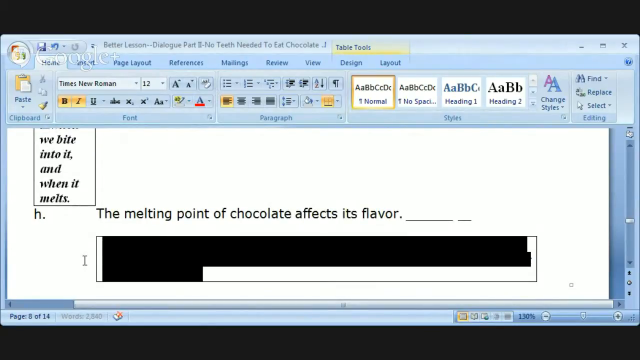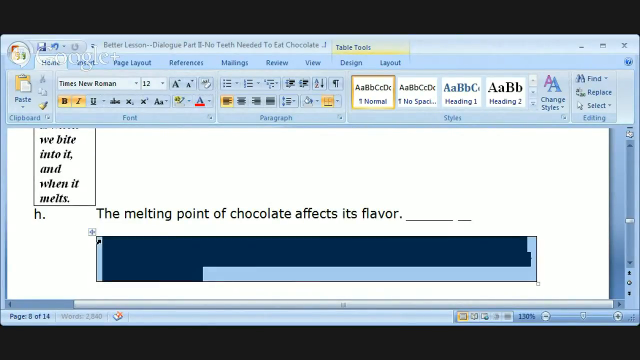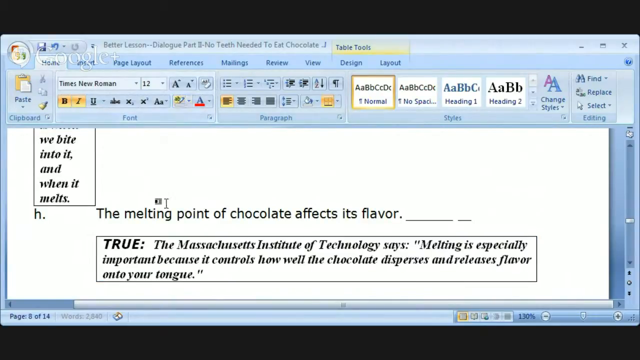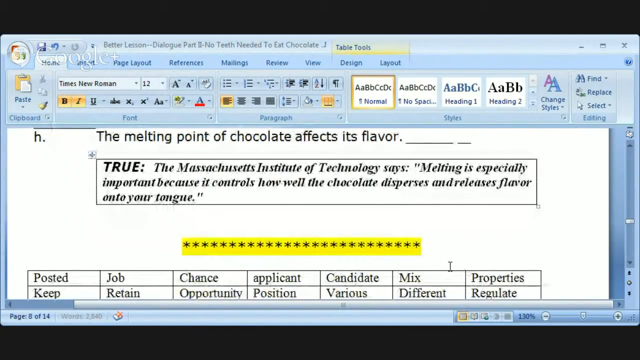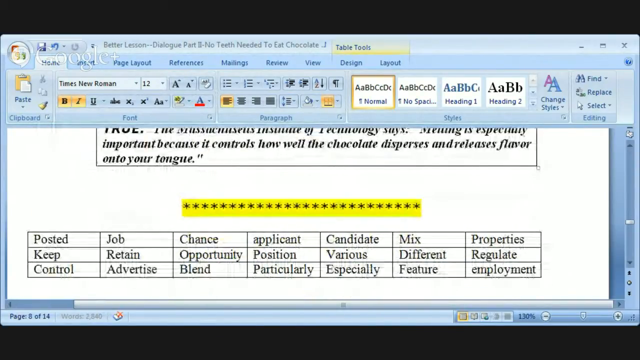The melting point of chocolate affects its flavor. I don't think so. It's false. No, I think it did. It's true. Melted, it expresses the flavor inside the mouth. Okay. Yeah. All right.